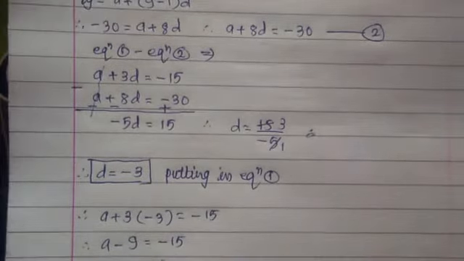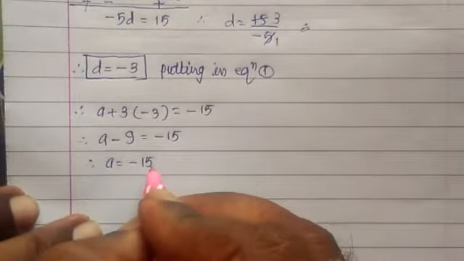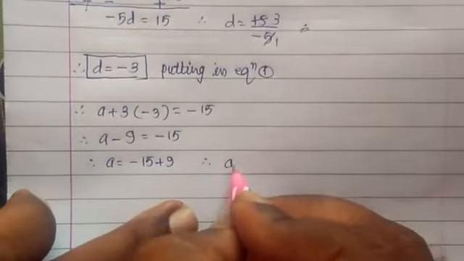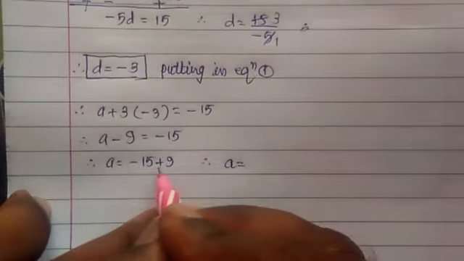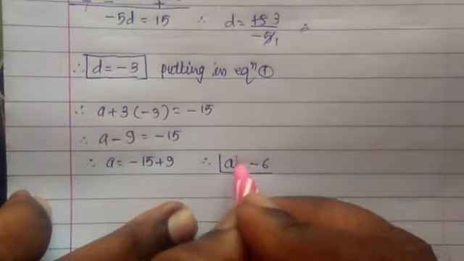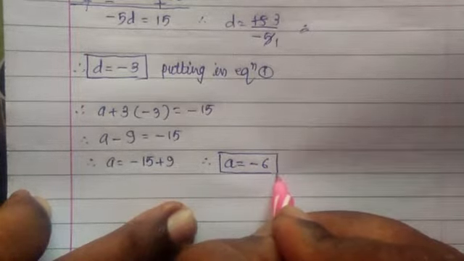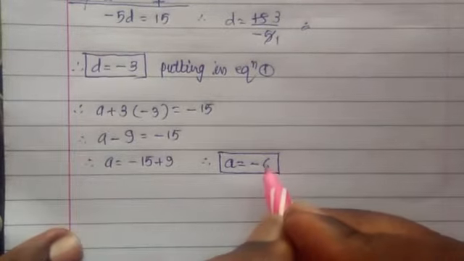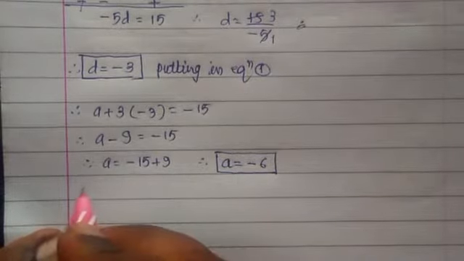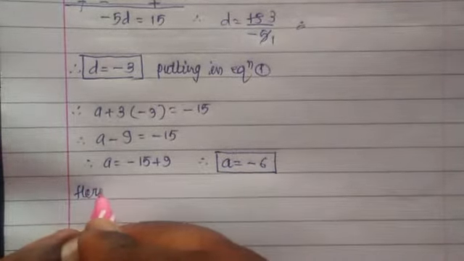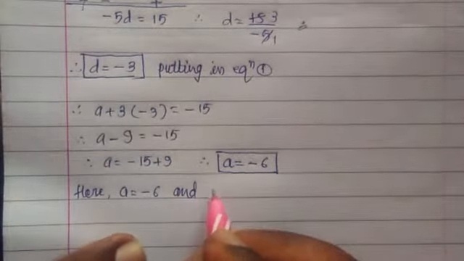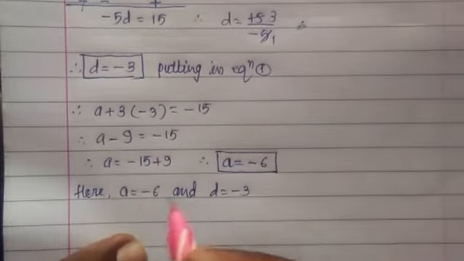ला आपण पलीकडे घेऊन जात आहोत राईट साईडला, means plus 9, and hence we can write here A is equal to minus 15 plus 9 means minus 6. Value of A is minus 6. या ठिकाणी A ची व्हॅल्यू -6 आपण काढू शकलो. मग या ठिकाणी we know now here A is equal to -6 and D is equal to -3.